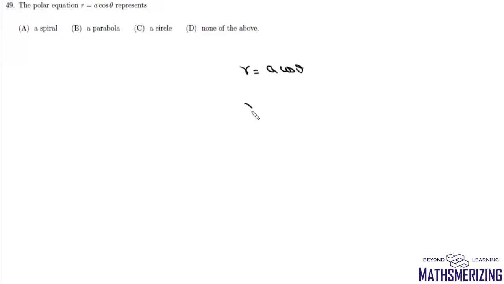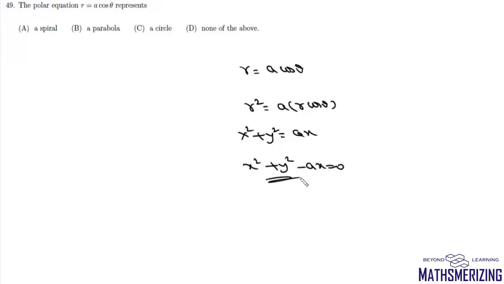So what we'll do is we'll multiply it with r. So it'll be r square and then a r cos theta. Now r square is x square plus y square and a r cos theta is x. So we'll get this equation as x square plus y square minus ax equals to 0, which is nothing but a circle. So answer is a circle, which is option number C.